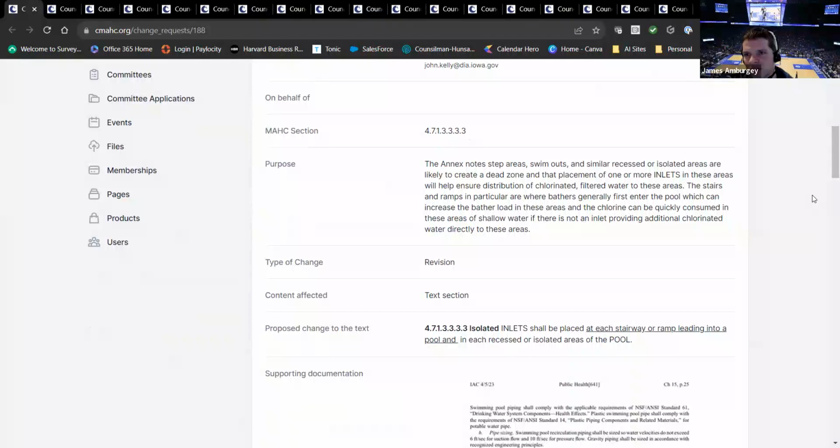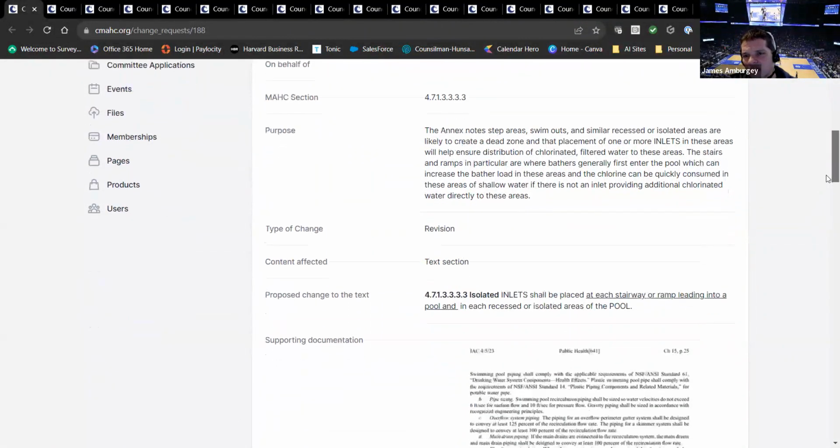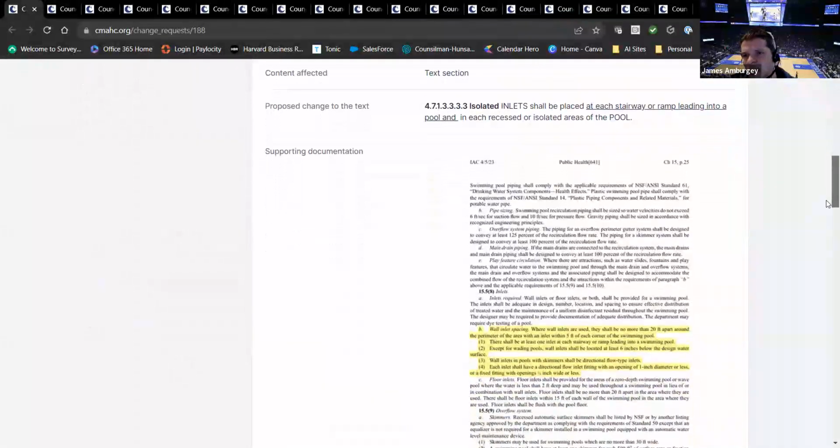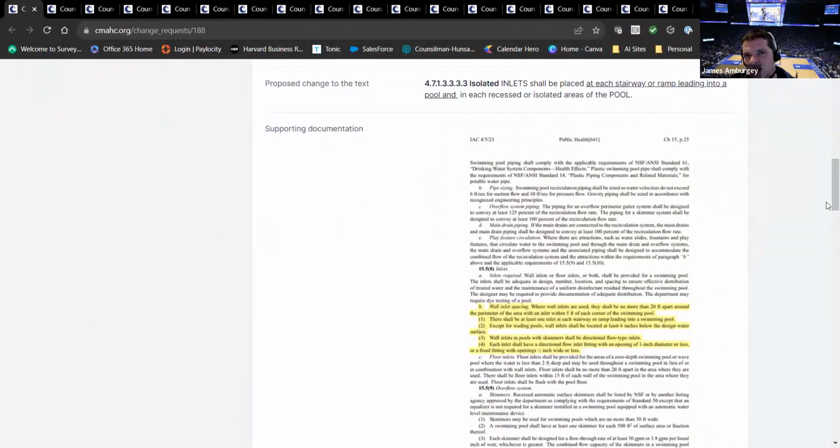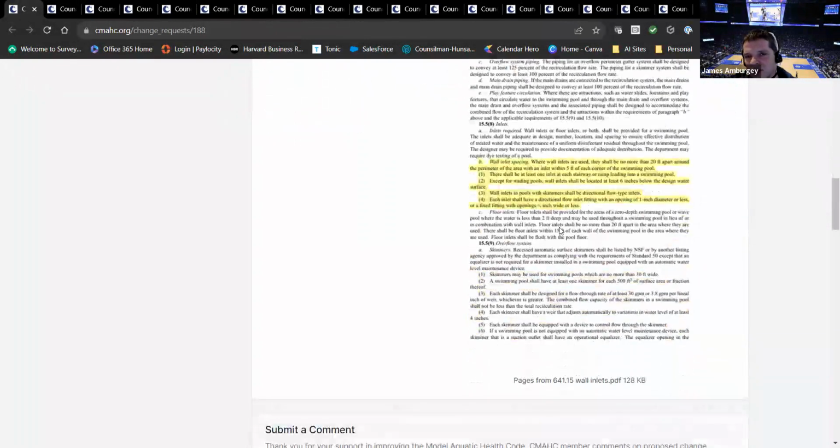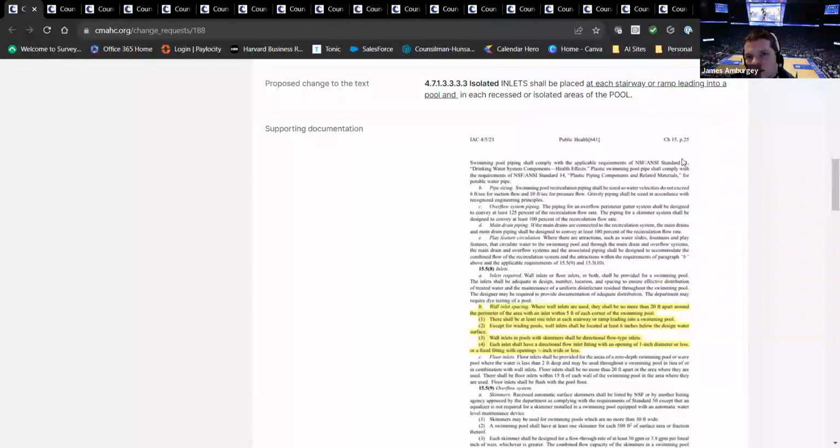exclusion from the perimeter returns and overflows and things like that. The concern though is that there's a high amount of traffic at ramps and stairs and entryways, and the chlorine could be depleted. So the idea here is that you put an isolated inlet to try to get some chlorine there. This one seems to make good sense to me, and I would support it. It's just asking for a special inlet directed at these places that don't necessarily require an inlet, because they're high traffic and high risk.